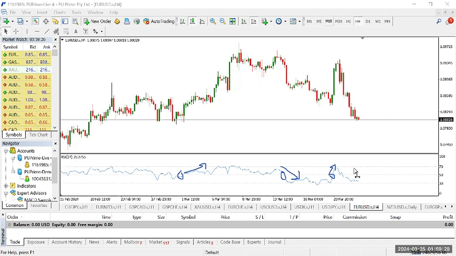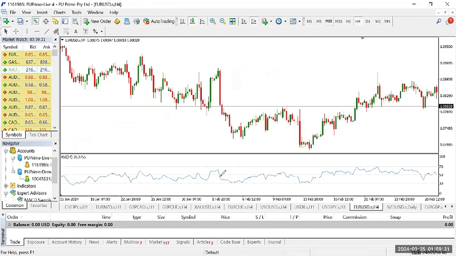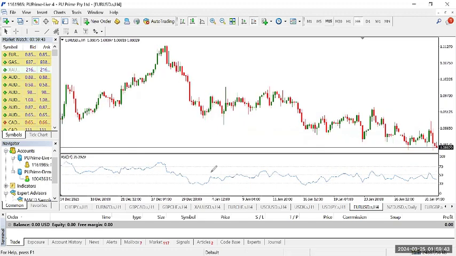From above 50 to below 50, like here, it's a sell. And so on. That is how we make use of the 50 level. You can see here again, when it crosses from above 50 to below 50, it's a sell, and the market was actually selling in that instance. Above to below 50, and we could clearly see a sell.